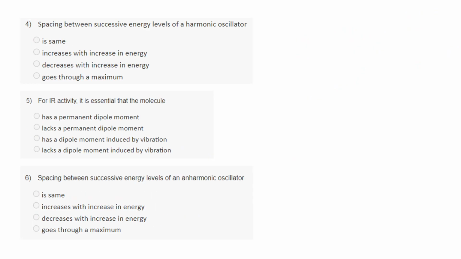Okay. Now let us go to question number 4. Very easy. Spacing between the successive energy levels of a harmonic oscillator. Is it the same? Same. And what about the rotational? What about a rigid rotor?